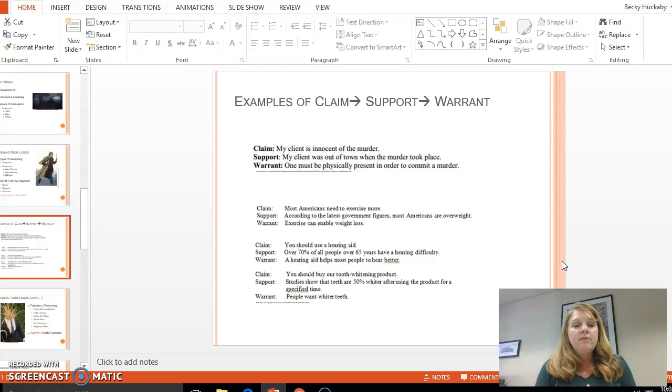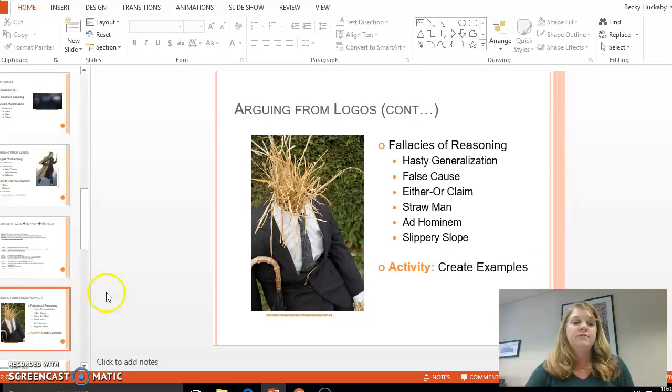The last example I'll use here is that the claim is that you should buy our tooth whitening product. Support shows that studies have said that teeth are 50% whiter after using their product over a specific amount of time. So what does that warrant? That people want whiter teeth. So what is it that you're trying to do? What is your claim? What research can you find to support that? And then what does that warrant? What kind of thesis does that create, or that kind of statement?